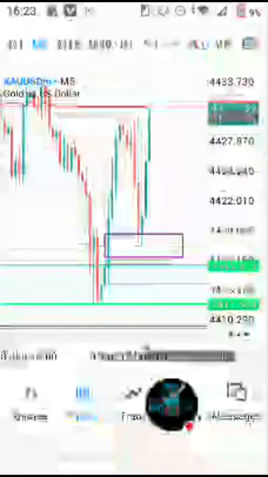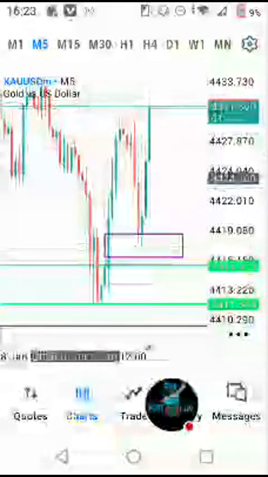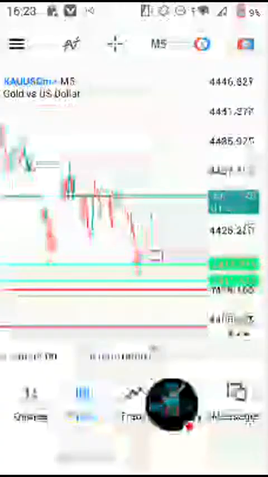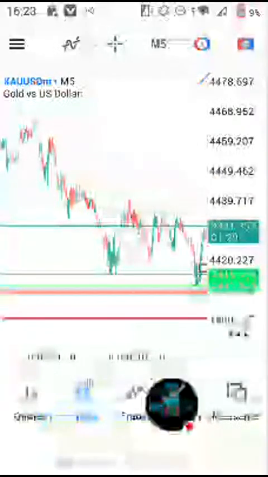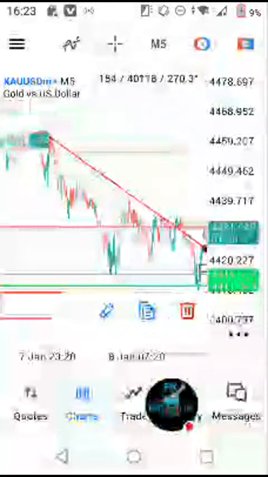So actually there is no valid trade yet on gold, based on my validity of the trade, not yet, because this is still a downtrend. Let me mark it for you. This is still a downtrend.